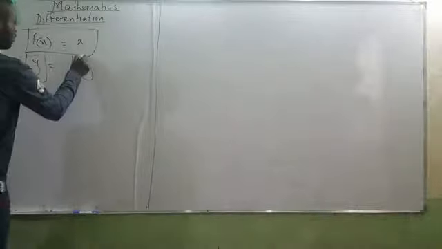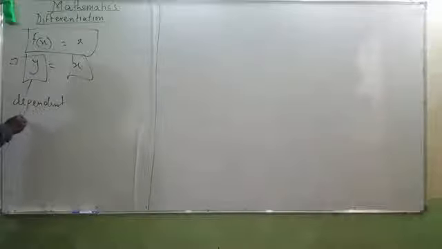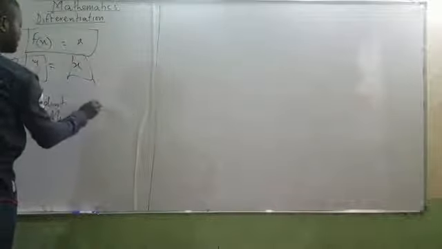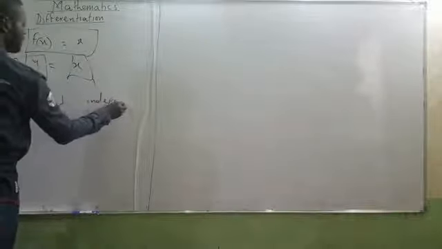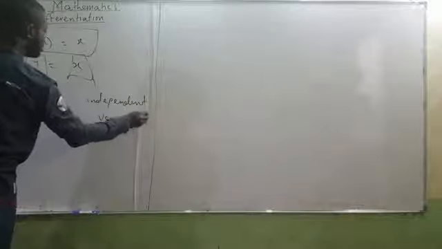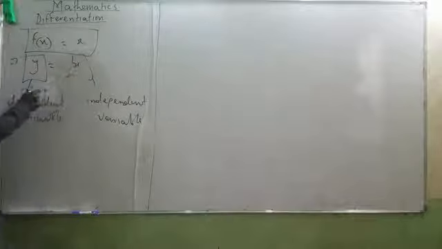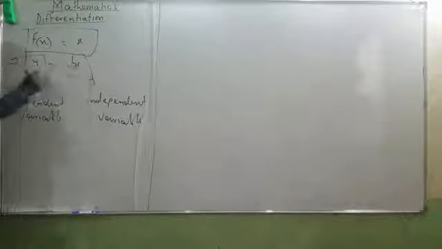The first one, you need to know that we have y. y is known as the dependent variable. Now, x is known as the independent variable. Please take note of that. Very, very important. It means that x can change on its own, and the change in y is determined by x.